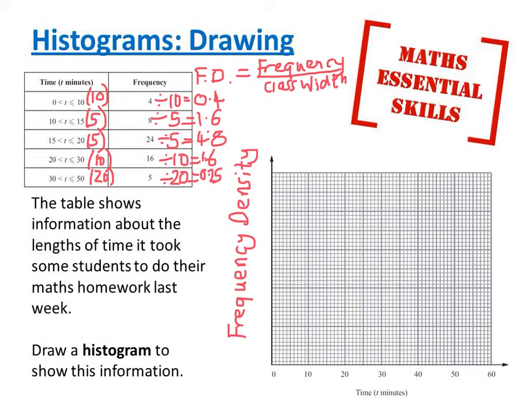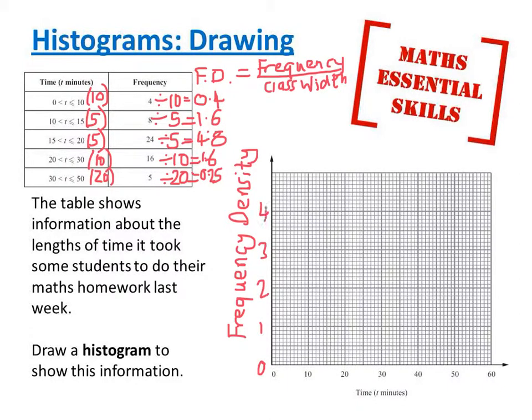It's important you understand what to do with this table because it's a similar table that we could be given when estimating the mean, and that's on a different video clip, and also when drawing a cumulative frequency. But histograms is just frequency divided by the class width. Now, using a ruler, we're going to have to draw those on. So first let's do our scale. I can see from this that my largest frequency density will be 4.8.